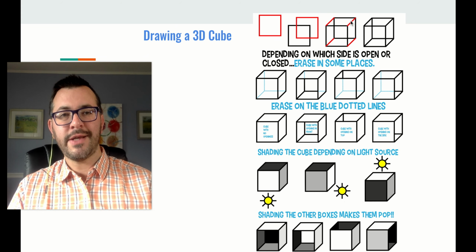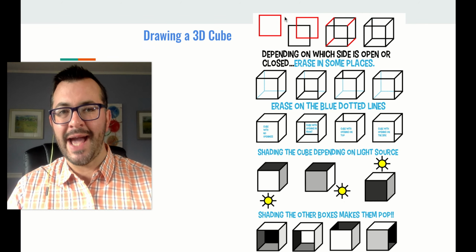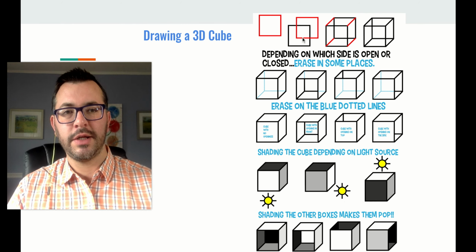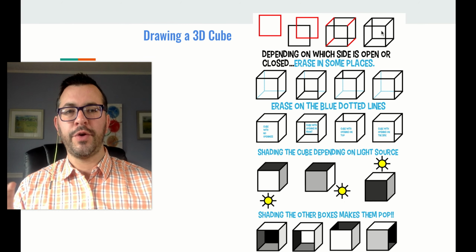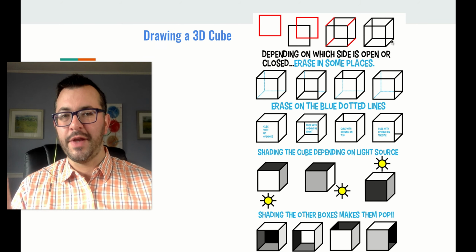Then you connect all four corners with parallel diagonal lines. So they all connect to each other, and now you've got your 3D cube. Now, if your cube is clear, you can leave it like this.